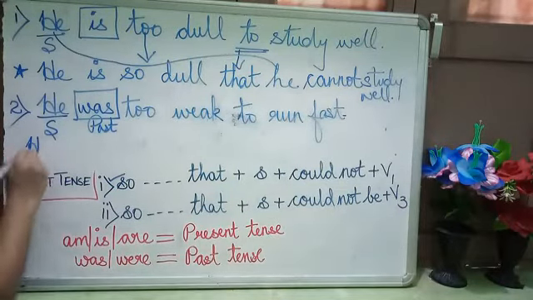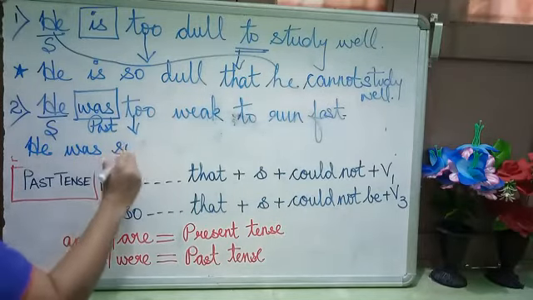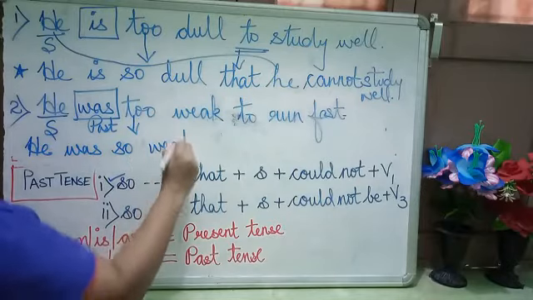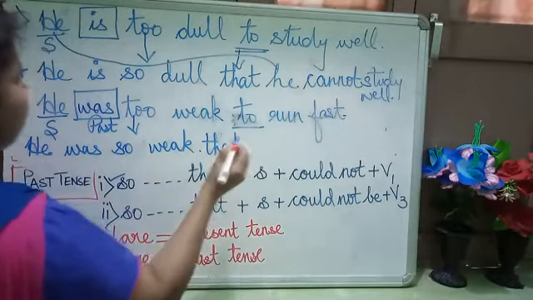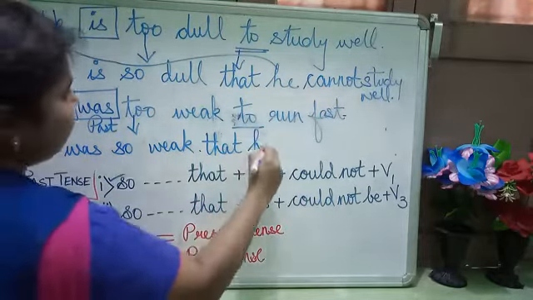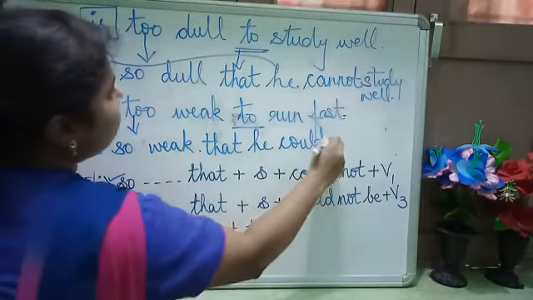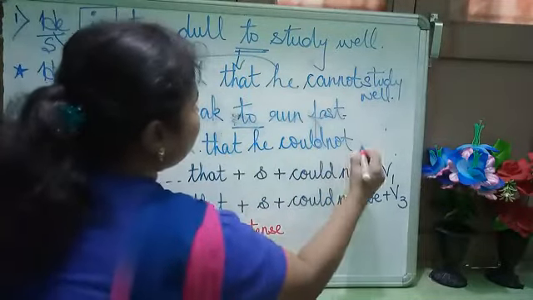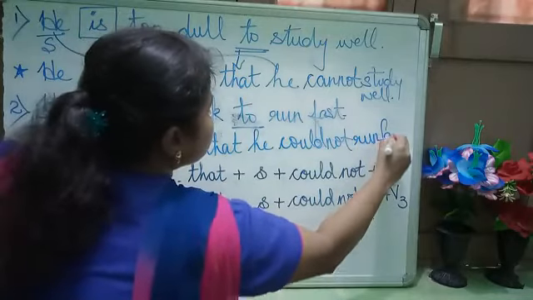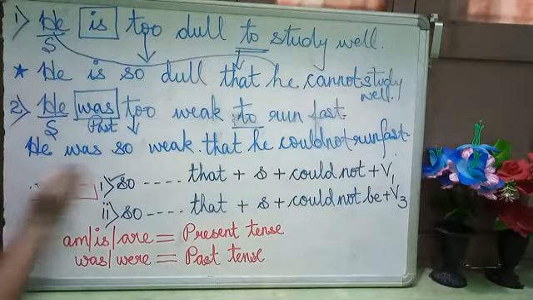Okay, so let us start. He was... instead of this "to", what will you write? So then this "weak". Okay. Then instead of this "to", "that". Then this "he", again the subject: that he could not. Why are we using "could not" here? Because this sentence is in past tense. So we are writing, "He was so weak that he could not run fast." Okay, over. Now one more sentence we will see.